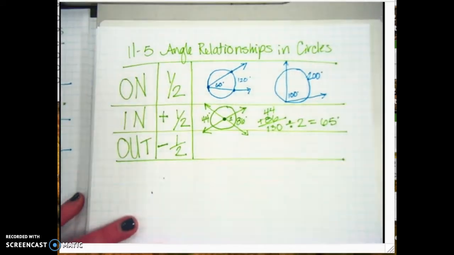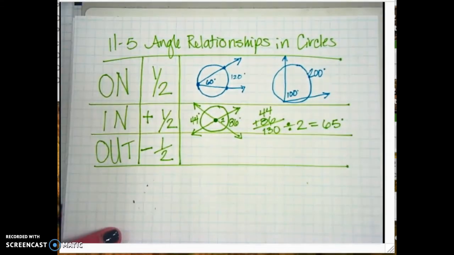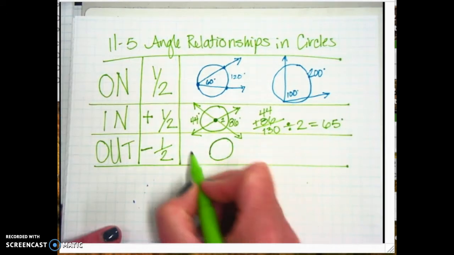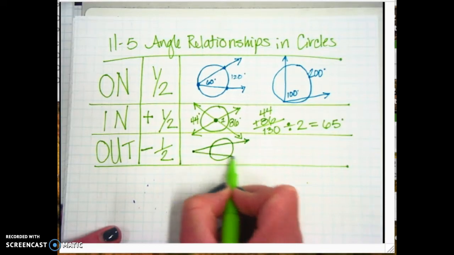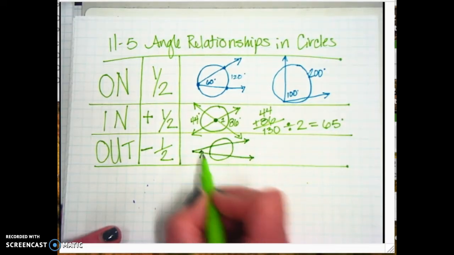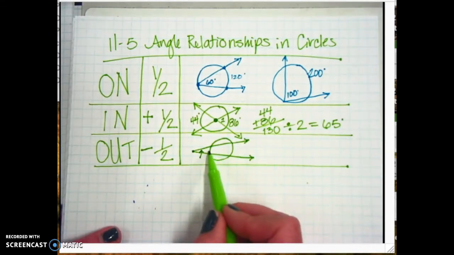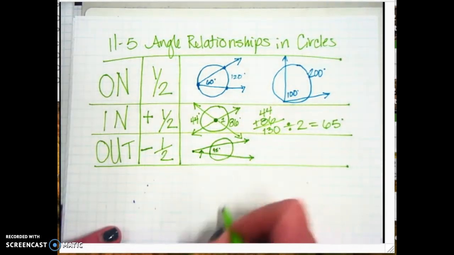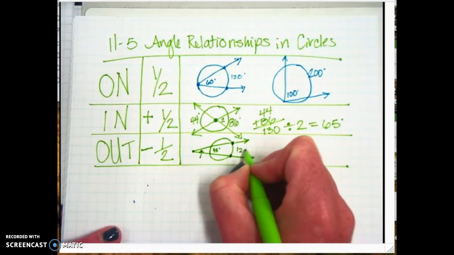Okay. The third relationship is when the vertex ends up outside of the circle. If you have a circle and you have two lines coming off like this, and it creates this angle out here, to get it you're going to take the two arcs and subtract them and then divide by 2. So this one right here is 45, and this arc right here is 125.